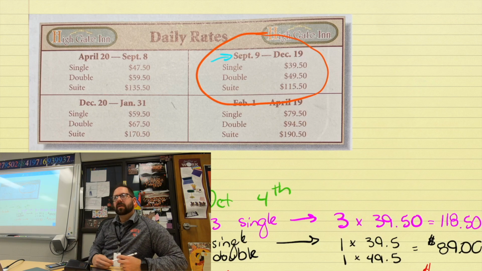Still cheaper than a villa, a suite. Maybe you want to be in one room together. That's fine. Maybe that's going to affect your choice, right? But you really got to think about the math that's involved.